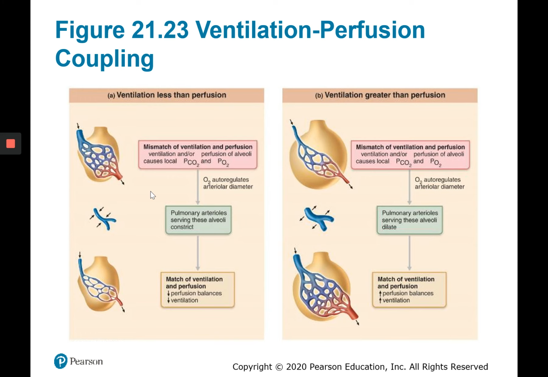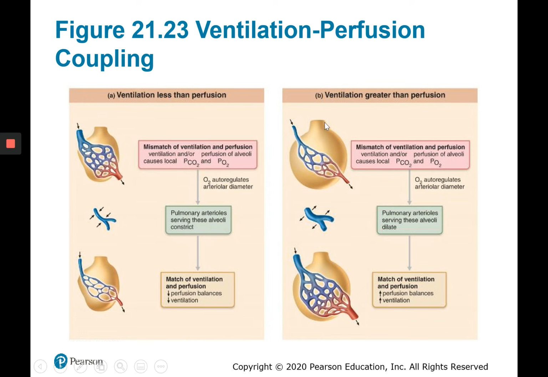This is a good image to study because we can see that here we have an alveolus that is collapsed, so it doesn't have a lot of airflow, maybe not a lot of oxygen, but there's a lot of blood flow going to this airspace, so they don't match. We have low oxygen or low ventilation and high perfusion. But if the arteriole constricts, we will have coupled or matched up ventilation and perfusion. Now we have low ventilation and low perfusion.